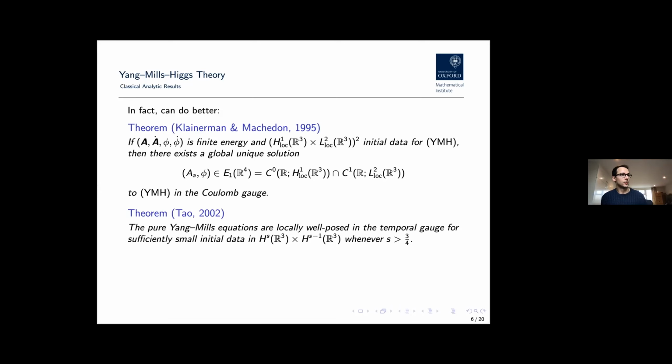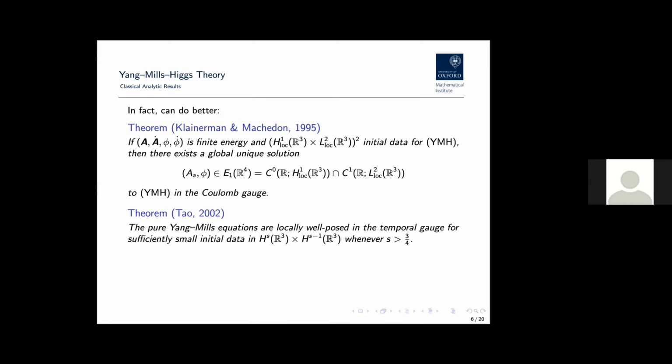In 2002, Tao showed that in fact you can do even better than that and reduce the regularity to H^s cross H^(s-1), where s is only required to be greater than 3/4, although here there is no global statement about the solution, only a local solution exists.